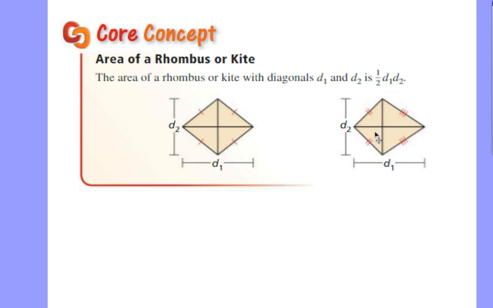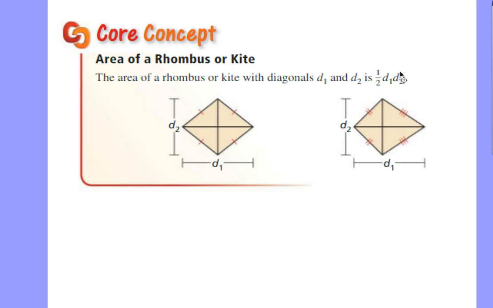For a kite, if you remember correctly, they had only one pair of opposite congruent angles, and their consecutive sides right here were congruent as well, and the diagonals were perpendicular to one another. All right. That might just help us out in some different scenarios. But again, for our purposes in this video, we are specifically going to be utilizing diagonal 1 and diagonal 2 to find the area by using half of the product of diagonal 1 times diagonal 2.